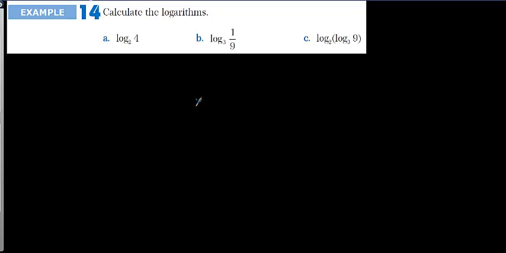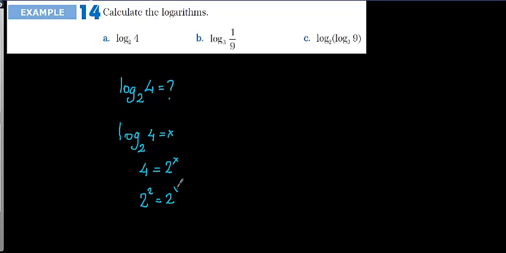calculate the logarithms. It says here, logarithm base 2 of 4 is equal to what? We are going to try to find this one. For each term I'm going to use x. Logarithm base 2 of 4 is equal to x. 4 is equal to 2 to the power of x, and 2 to the power of 2 is equal to 2 to the power of x. So the bases are the same, powers must be the same, x is equal to 2. So the first one is equal to 2.